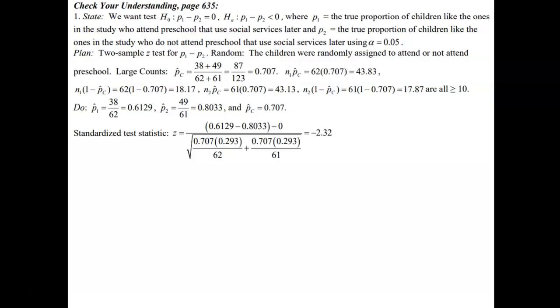So do we have convincing evidence? Well, here's number one. And remember, we got to go through the whole process, which I know is annoying, but we do. So we want to test the null hypothesis, which states that there's no difference between P1 minus P2, and the alternative hypothesis, claiming that the need for social services in the second group is less than the need for social services in the first group. So then they define the parameters. P1 is the true proportion of children like the ones in the study who attended preschool that use social services later. And P2 is the true proportion of children like the ones in the study who did not attend preschool that use social services later.